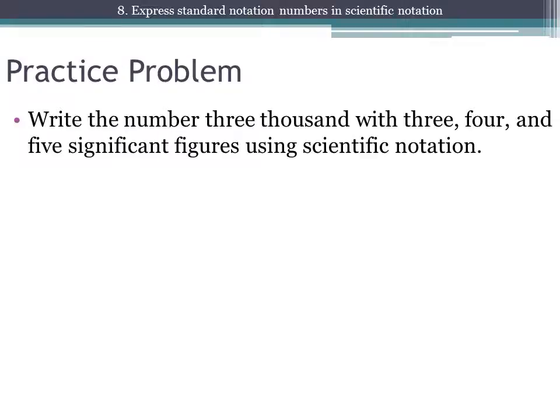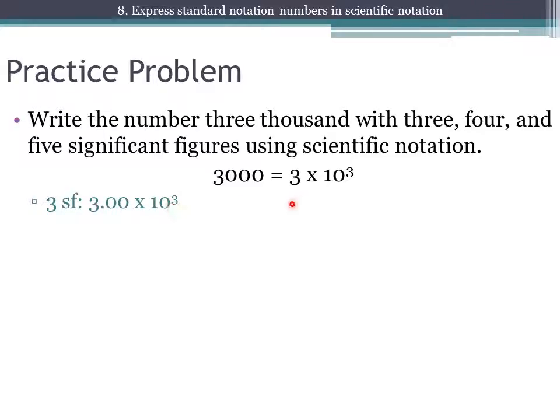Now, the same thing, we're going to write the number 3,000 with 3, 4, and 5 significant figures, but this time we're going to use scientific notation. And I think you'll see why the scientific notation makes this really easy. So the number 3,000 in scientific notation is 3 times 10 to the third. Now that would be 1 sig fig, if we just write it like that, 3 times 10 to the third. If I wanted 3 sig figs, I just write 3.00 times 10 to the third.